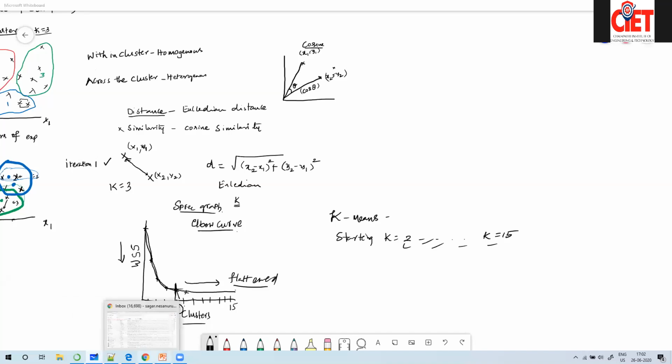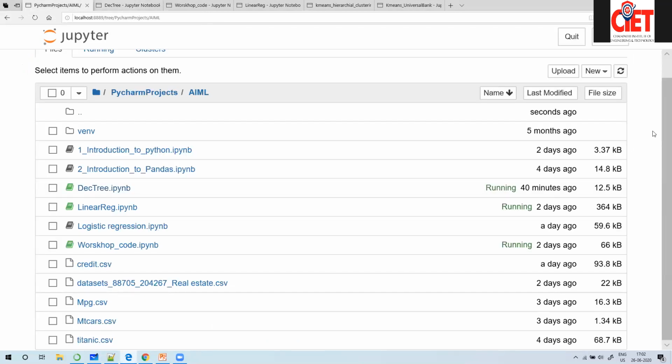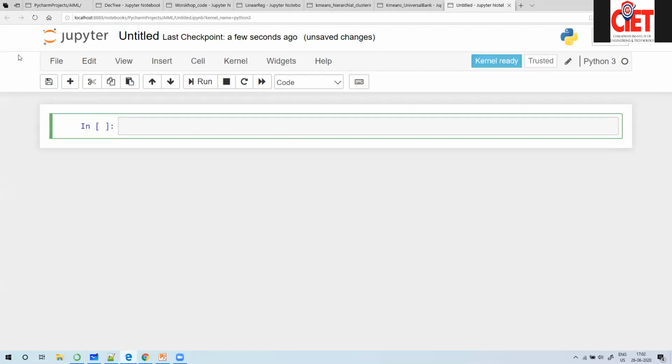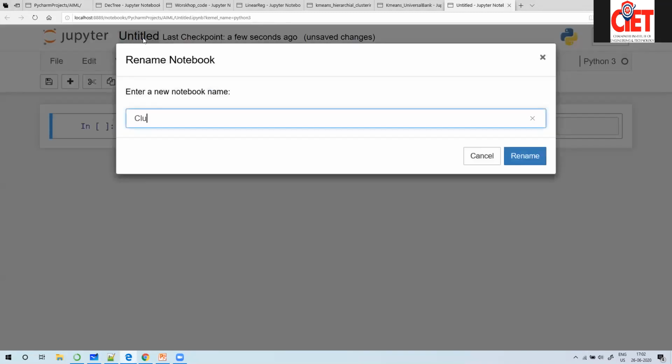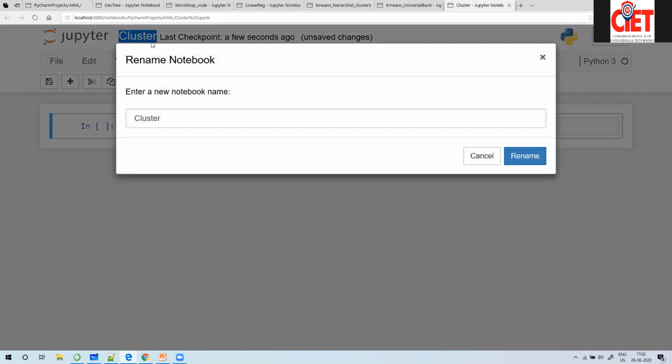We are all set. Now let's jump into the exercise. And just like how we do, I'm also always going to take a fresh notebook, and we are going to add cluster, or you can rename this as clustering_kmeans.